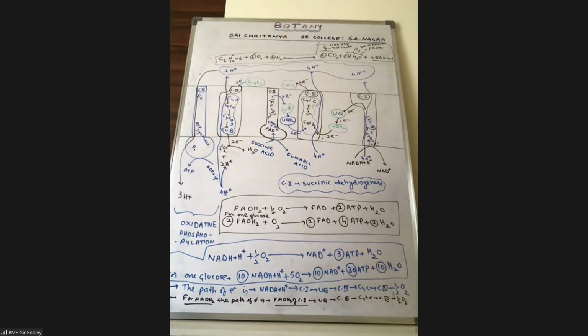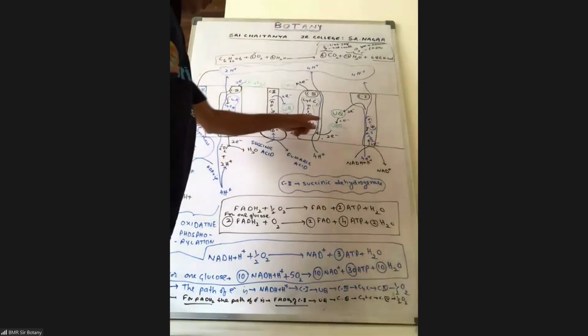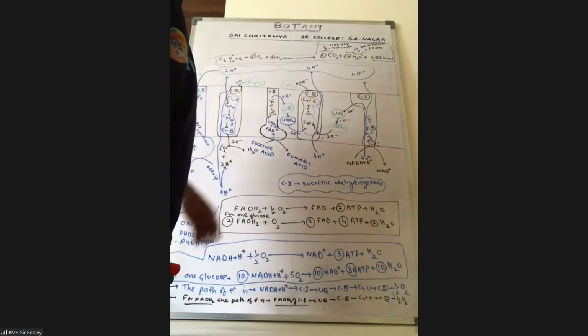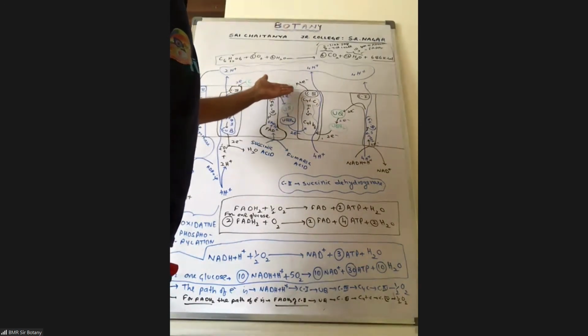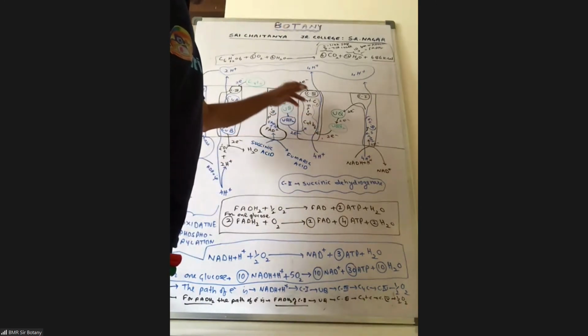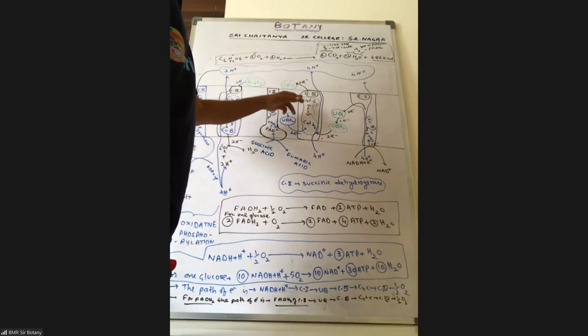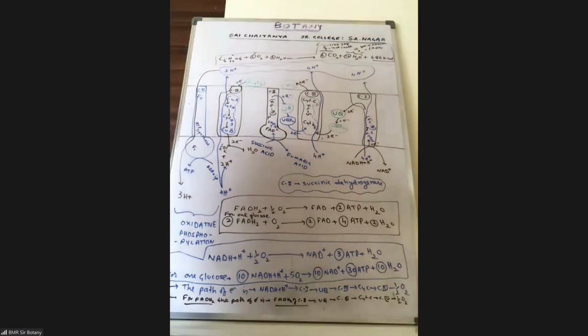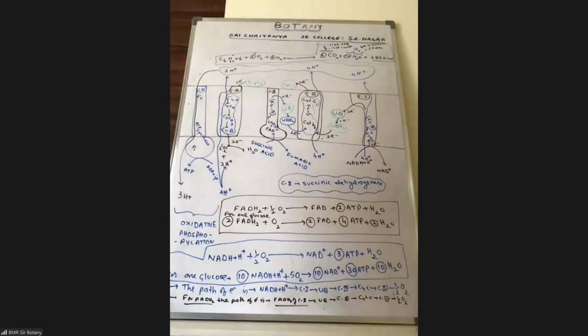Sir, once can you repeat the names of complex 3? Complex 3 can otherwise be called ubiquinone oxidase or cytochrome C reductase or ubiquinone cytochrome C oxidoreductase. Thank you. Okay.